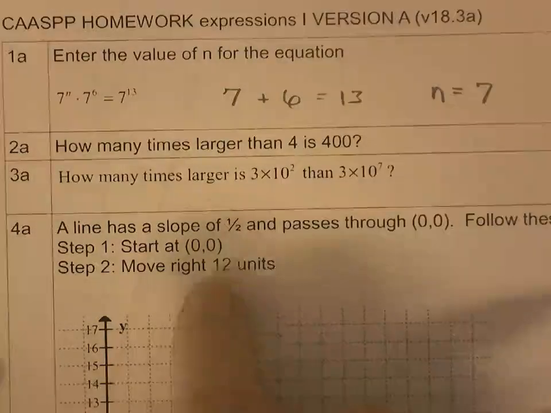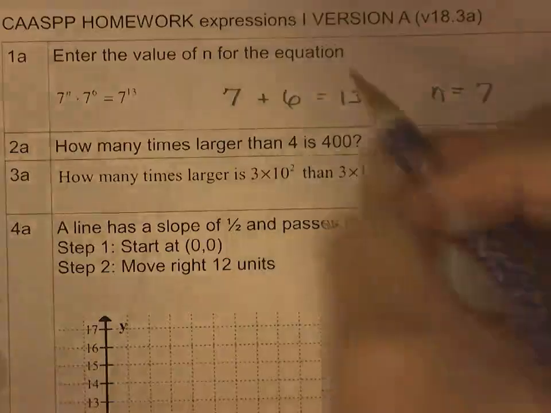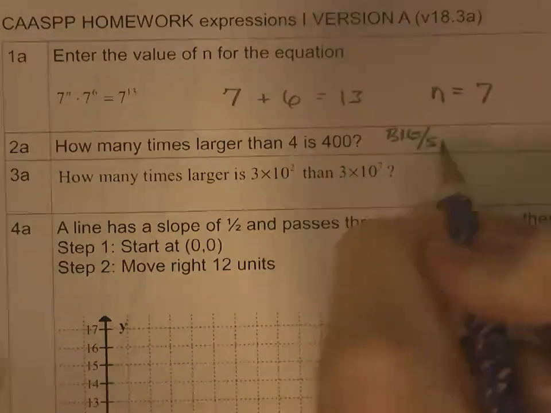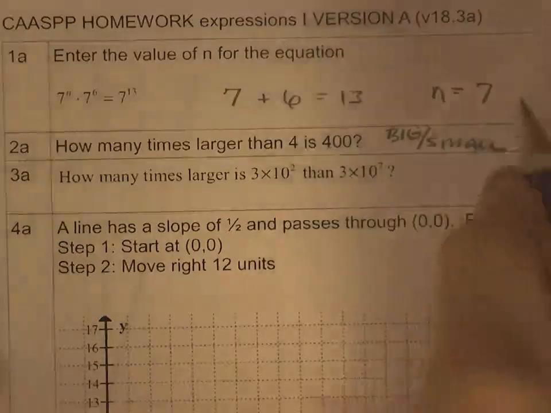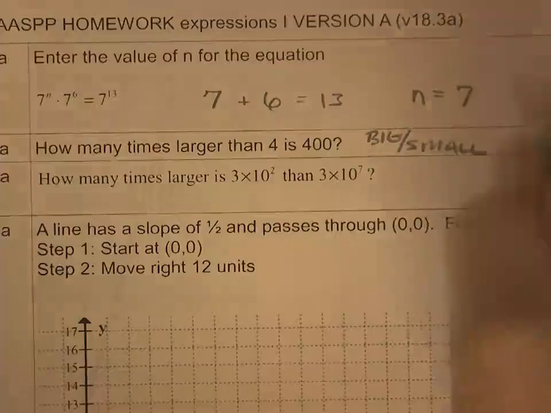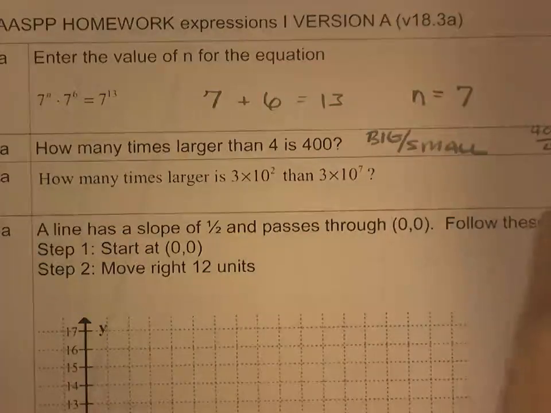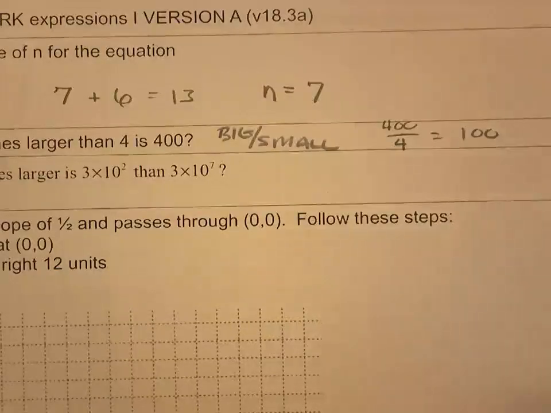How many times larger than 4 is 400? Well, I go big over small to make something like this work. So big over small, that's 400 over 4, which is 100 times bigger. There it is. 100 times bigger.